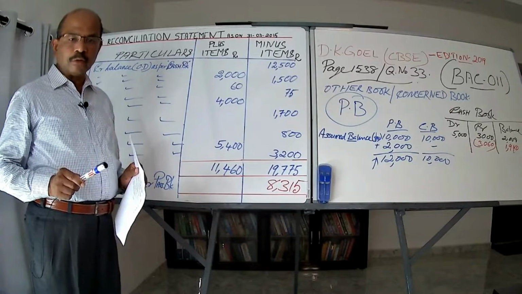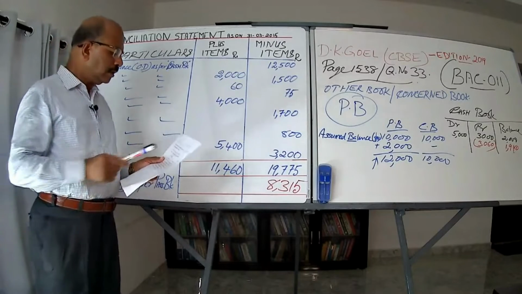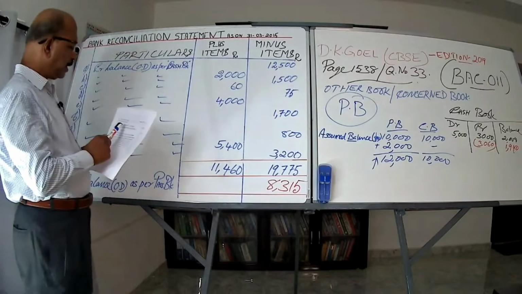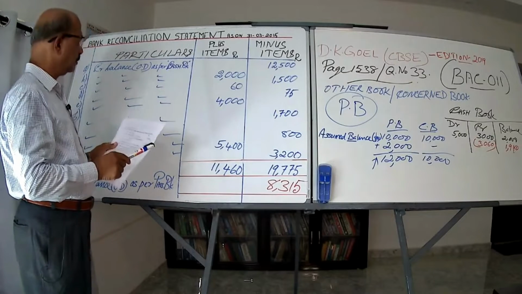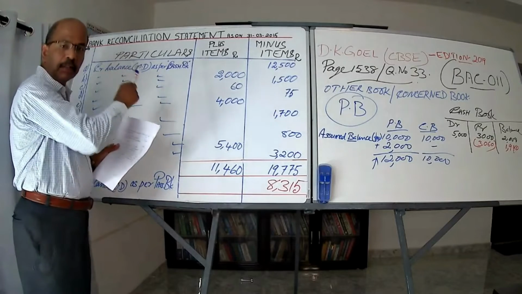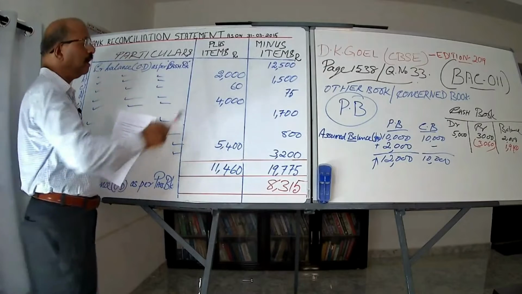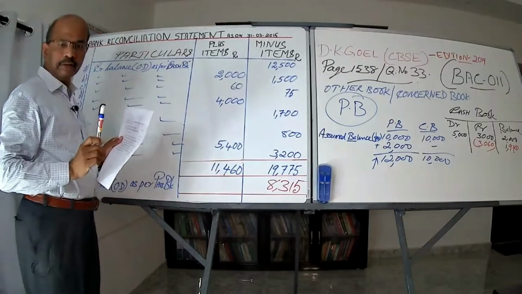So let us start now, one case at a time. We have been given cash book balance overdraft 12,500. So the base book is the cash book and it is an overdraft. I have shown that amount here. That's all.